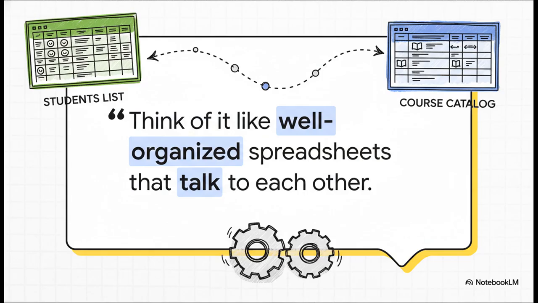And I love this analogy. Just imagine you have one spreadsheet with all your students' names, and you've got another one with all the courses offered. A relational database is the thing that lets those two spreadsheets talk to each other, so you can instantly see which students are taking which classes. That simple connection? Well, that's the key to everything.